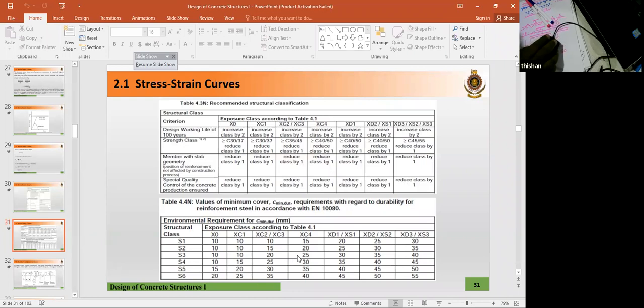And if you look at S4, XC3, what is the cover requirement? 30 millimeters. But in Eurocode, it says if it is a slab where you are casting it without any problem, it's 30. But in the case of beams, what is the cover requirement? Because if the beam is also precast, we can use 30. But if the beam is in situ cast, only the slab is precast, then increase by 2. We are going for high strength concrete. Reduce the class by 1. We cannot reduce this one. So we have to go for strength class 5.